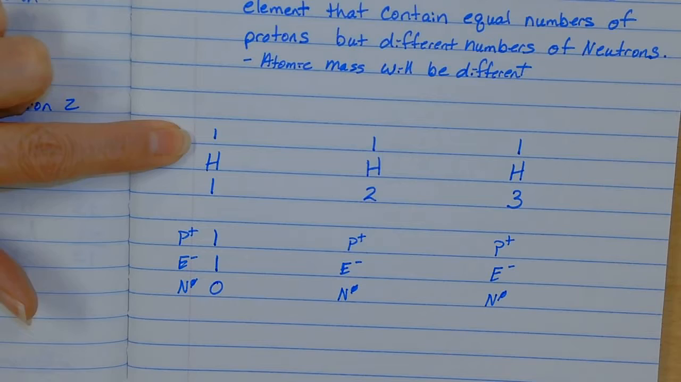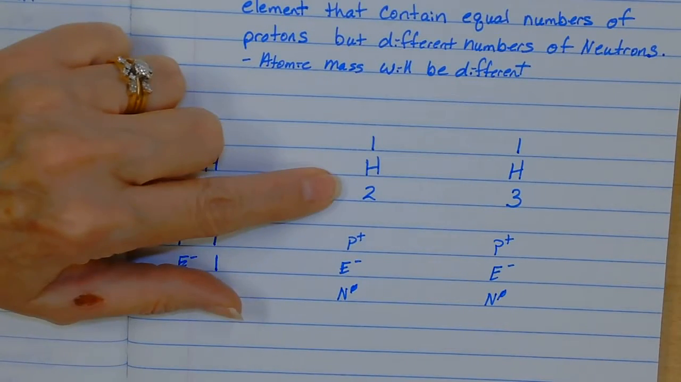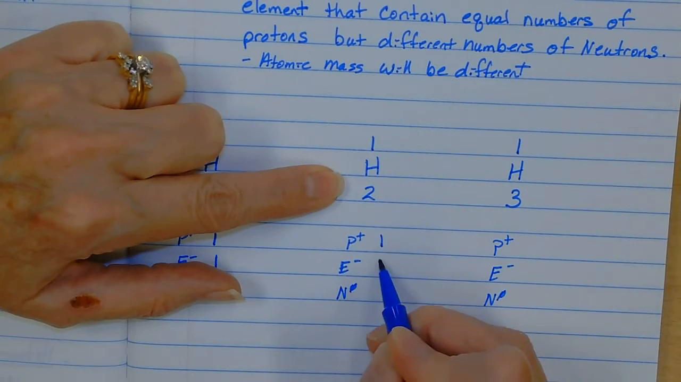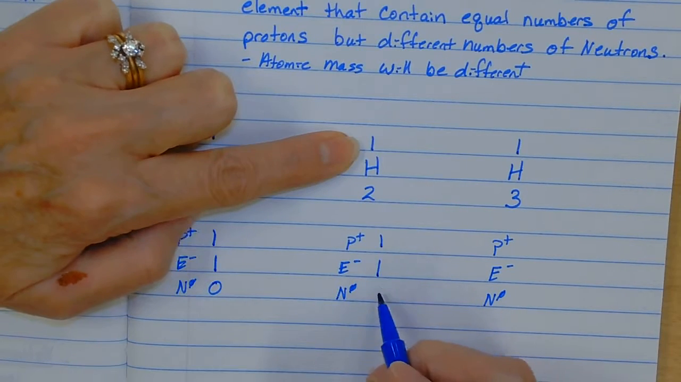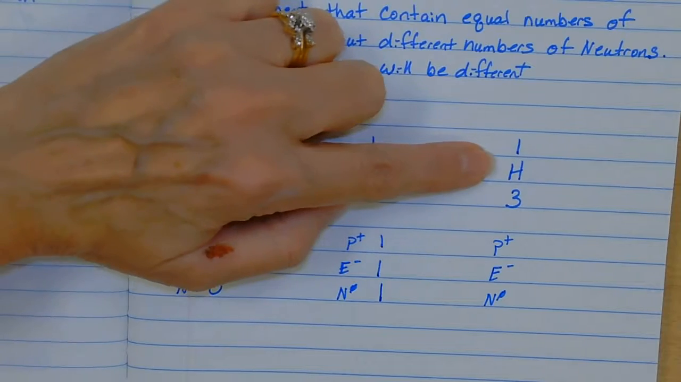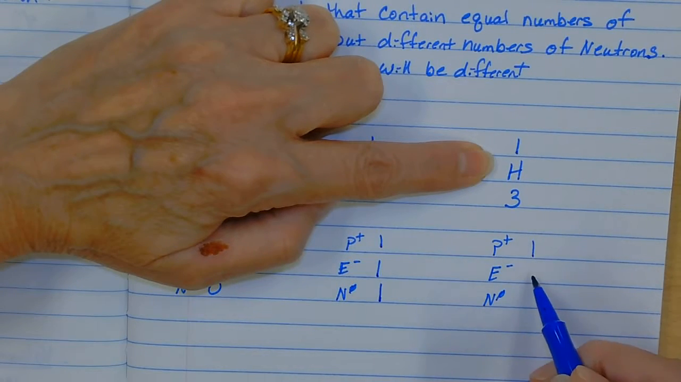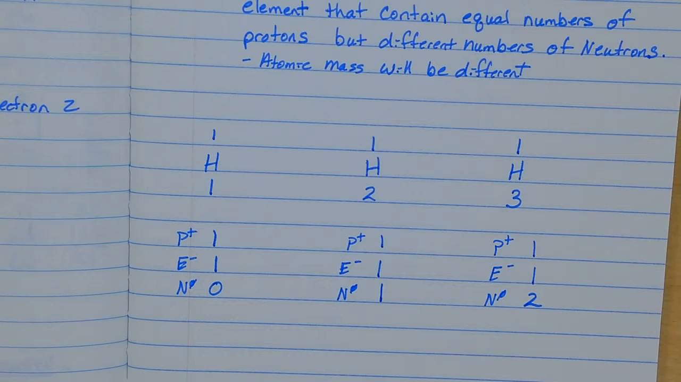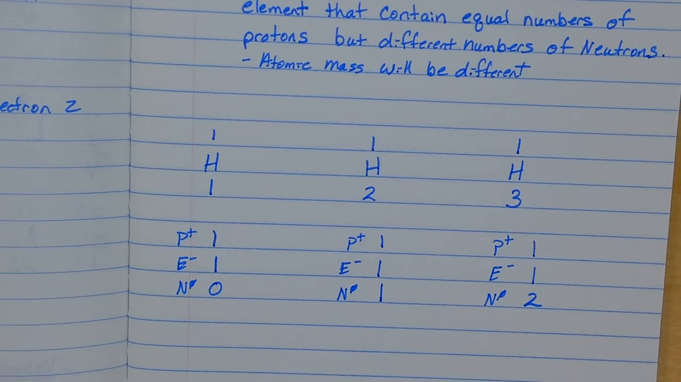Okay, so first model, I have 1 proton, I have 1 electron, 1 minus 1 is 0, I have 0 neutrons. The second version, 1 proton, 1 electron, 2 minus 1 is 1. I have a neutron in this one. Third version, still 1 proton, 1 electron, and now I have 2 neutrons. So as you can see, the only thing that changed is the number of neutrons. My protons and electrons stayed exactly the same. So the only thing that's different is that atomic mass, and that's because of the different numbers of neutrons.